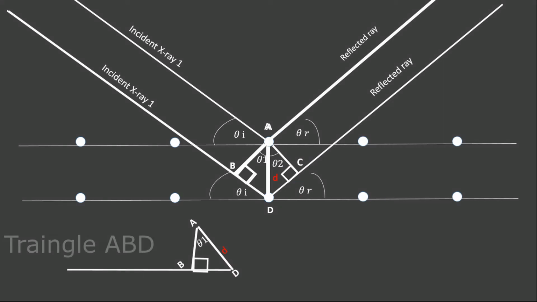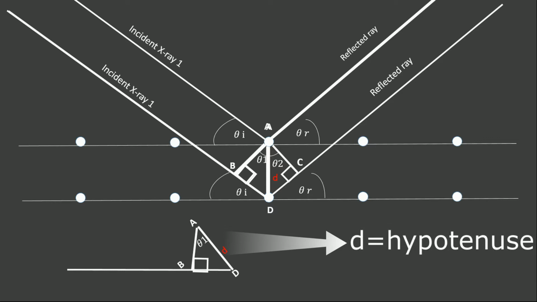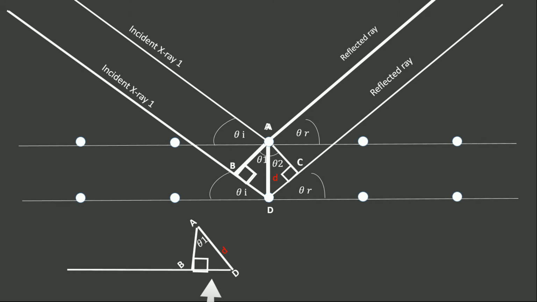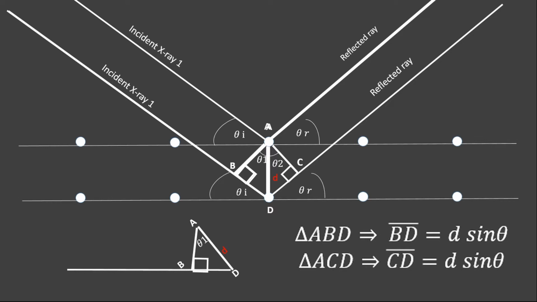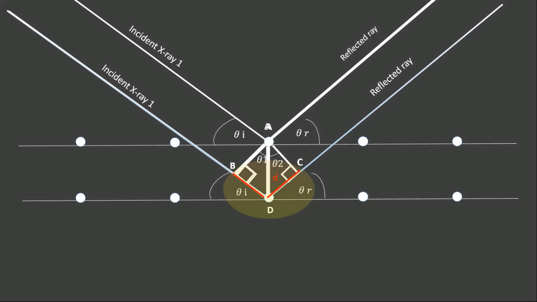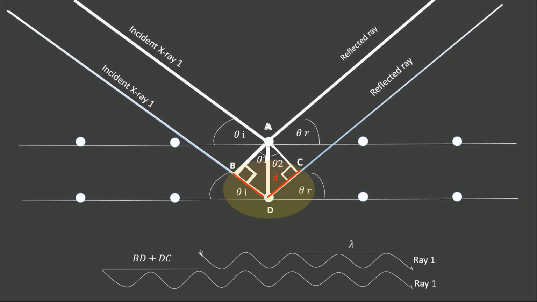Let's consider this first triangle. In this triangle, D is the hypotenuse, this is the base, and this is the perpendicular. This length AD is equal to D sine theta. Similarly, from this second triangle, the length CD is equal to D sine theta. Now beam 2 travels a distance AD plus DC larger than beam 1.